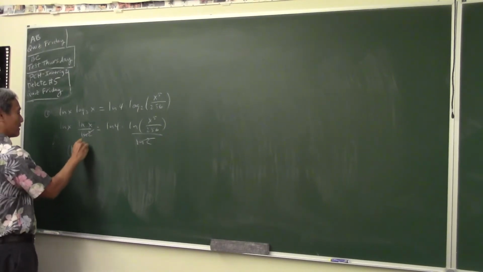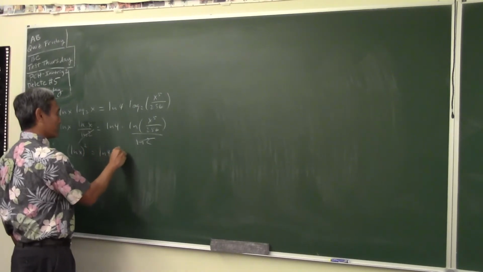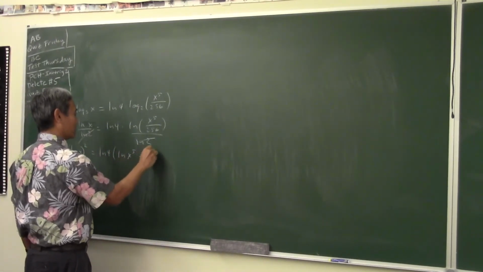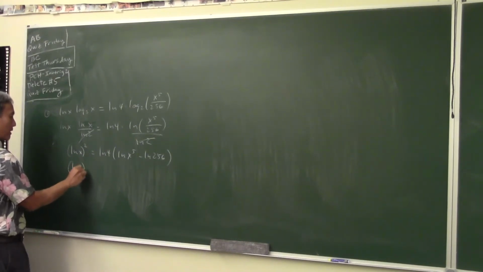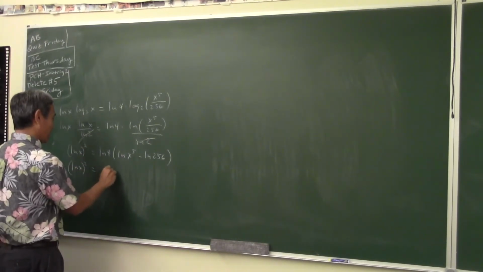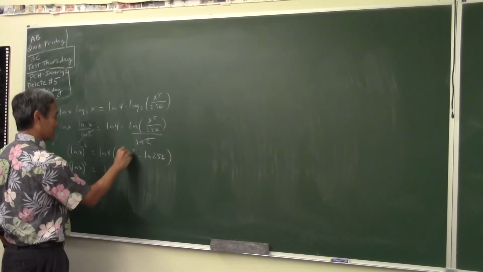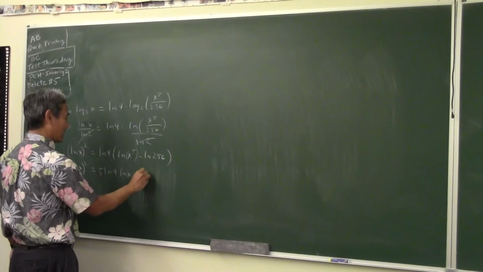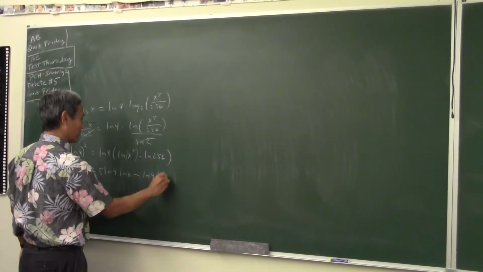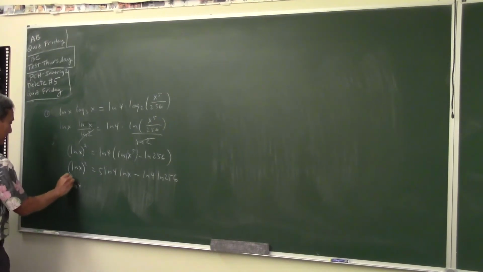Okay, so what do we got here? Natural log x quantity squared. I smell a quadratic equation. Equals natural log 4 times natural log x to the 5th minus natural log 256. Right? Using your properties of logarithms. And so what do we got here? Natural log x squared equals natural log 4 times 5. You can put the 5 in the front. 5 natural log 4 natural log x minus natural log 4 times natural log 256. So this is definitely a quadratic equation. So let's make one side 0.